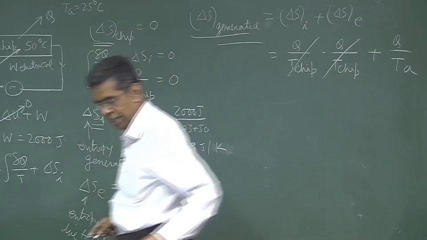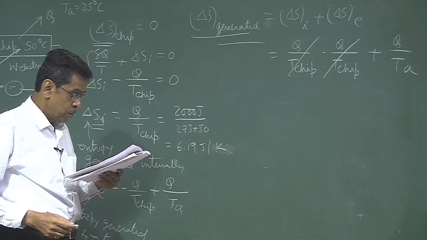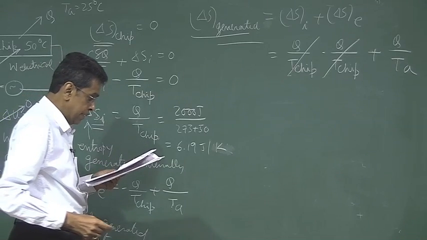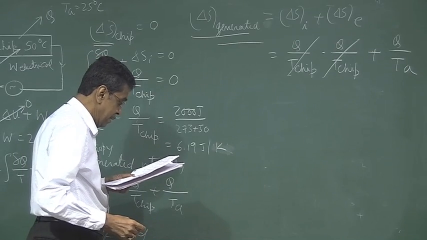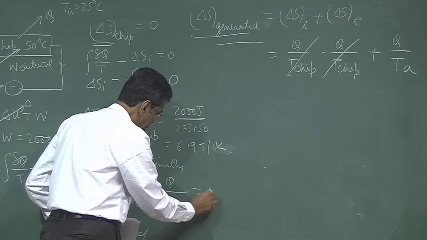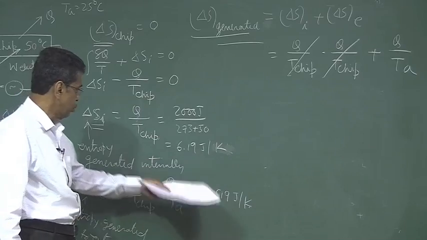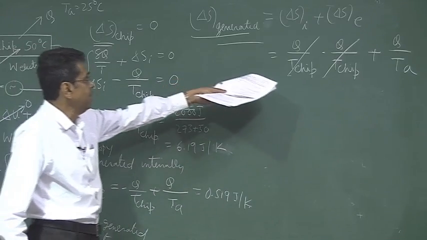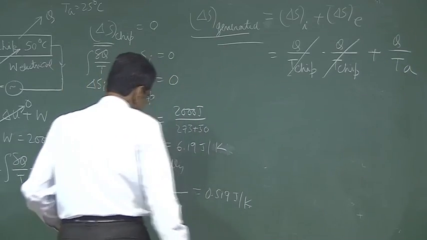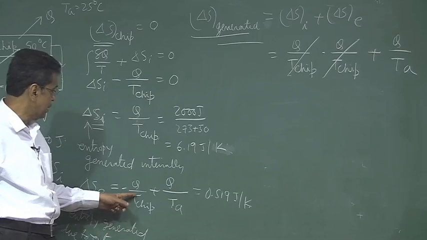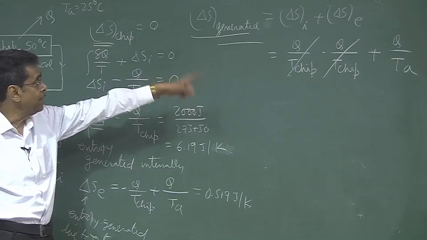The entropy generated externally, if you calculate, you get this value, 0.519 joule per K. So you can add these two, but it is written first in this fashion to show that it simply becomes Q by TA. If you calculate Q by TA, it is this plus this, obviously, because the terms cancel out, but by formula it is Q by TA.